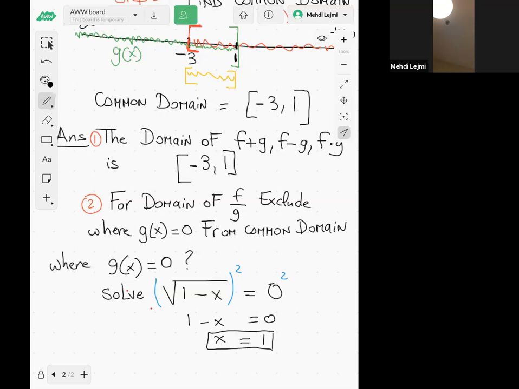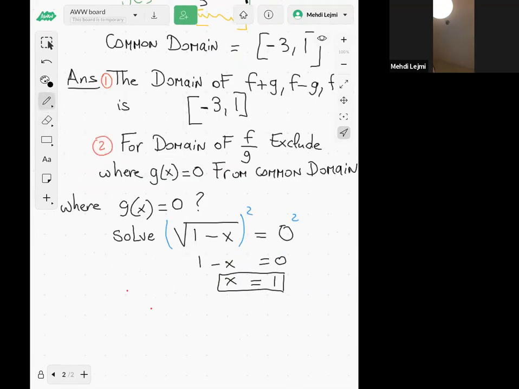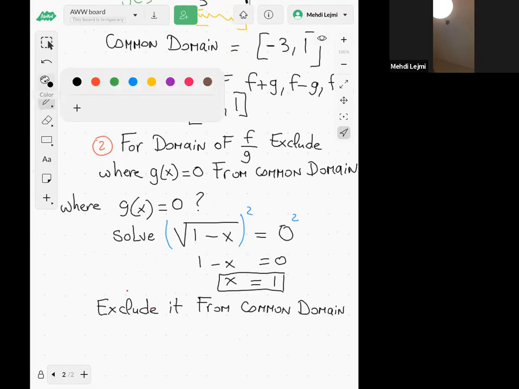So we have to exclude this from the common domain. So what's the common domain? As you can see, guys, the common domain is just from -3 to +1, right? Both -3 and +1 are included.